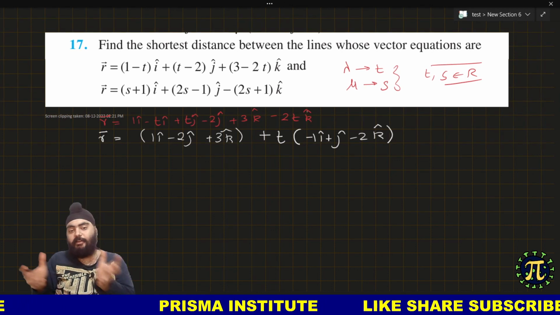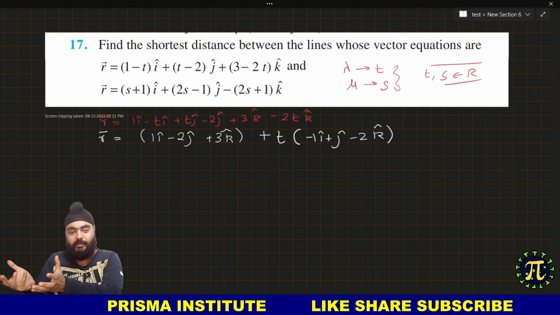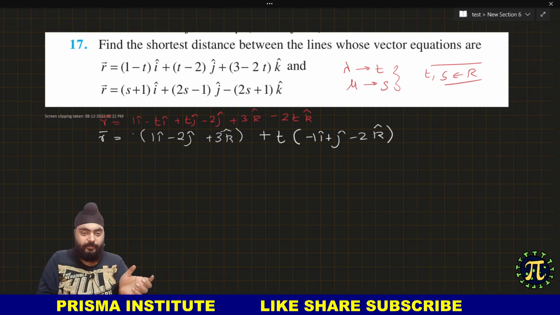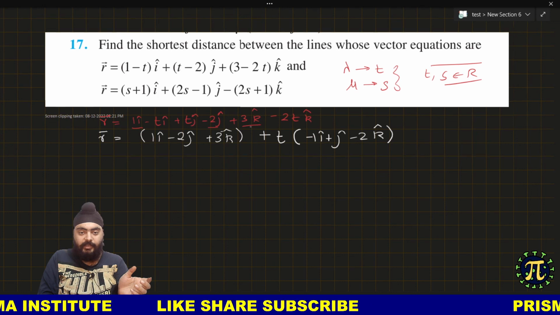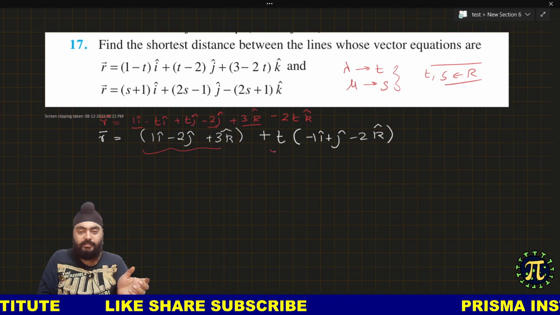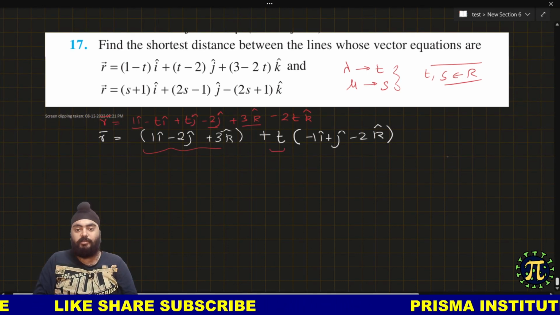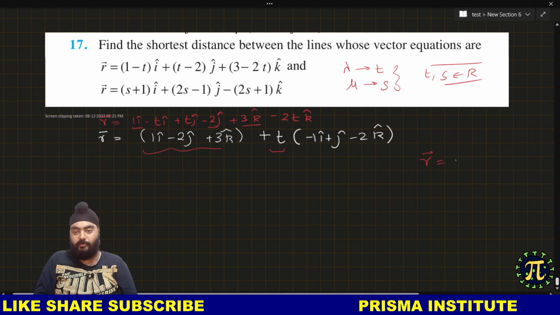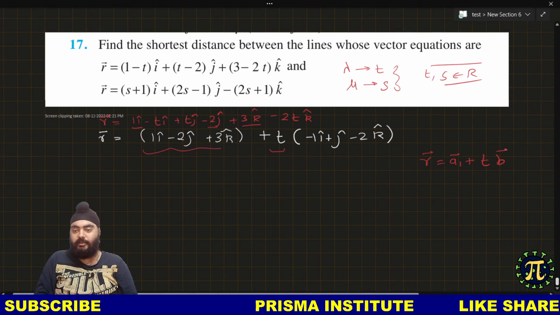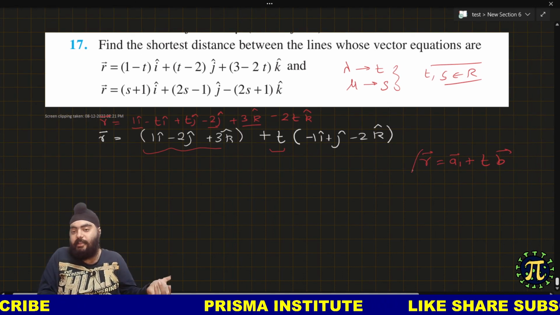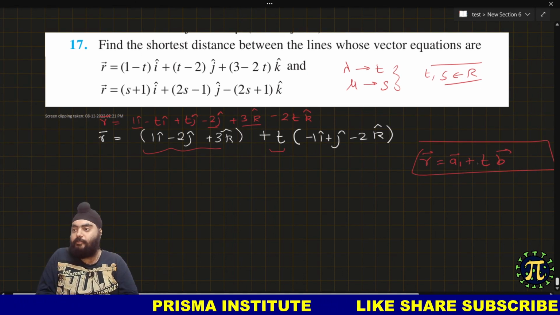And I took the t terms there, and I took common t and i cap, so these are i cap, 2j and 3k are here, and the terms from which I took t common are here. So now this equation looks like r vector is equal to a1 vector plus t times b vector, right? Okay, instead of lambda this time we just wrote t, and that's it. So don't get confused looking at this question.